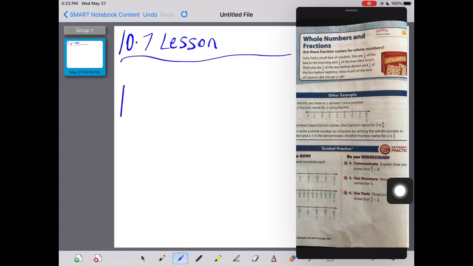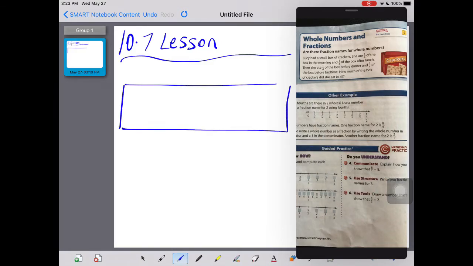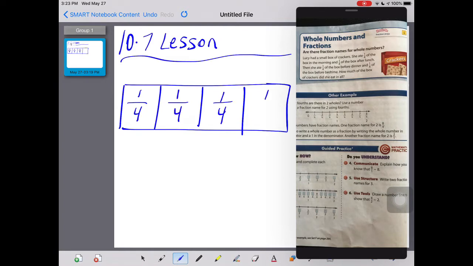As an example, you can do your fraction strip. She was eating 1/4 at a time, so remember the denominator says 4, and we want to divide this up into 4 equal pieces. She ate 1/4 in the morning, 1/4 in the afternoon, 1/4 later, and another quarter before bedtime. She ate 4: 1, 2, 3, 4. She ate 4/4 of the box. She ate the whole box.